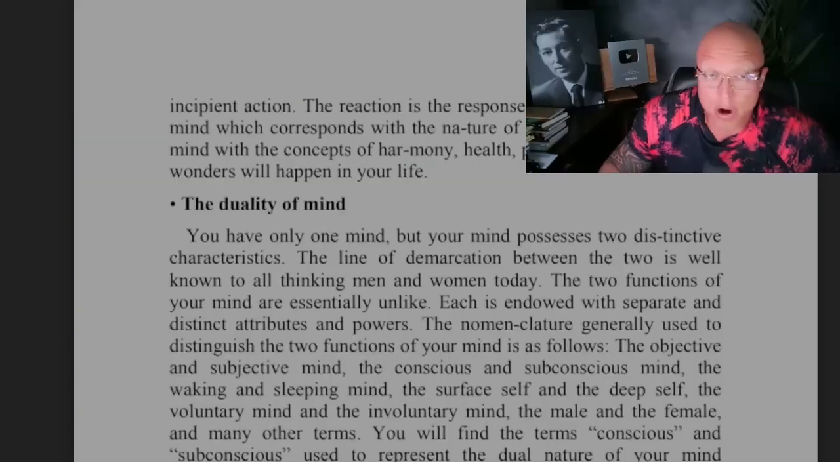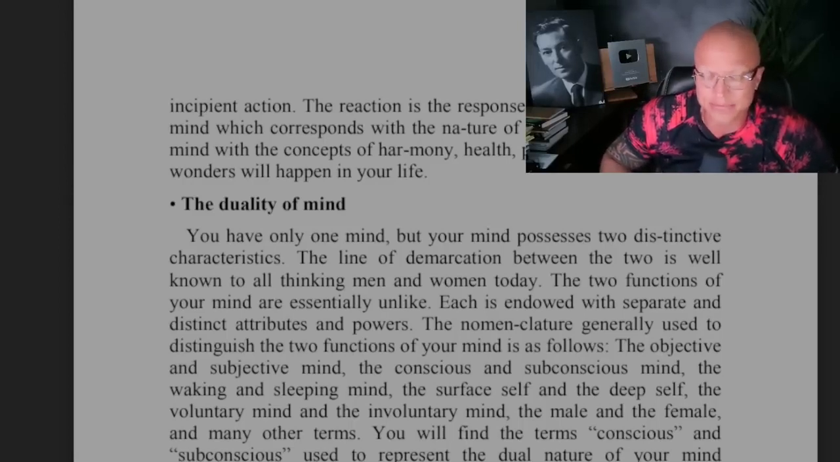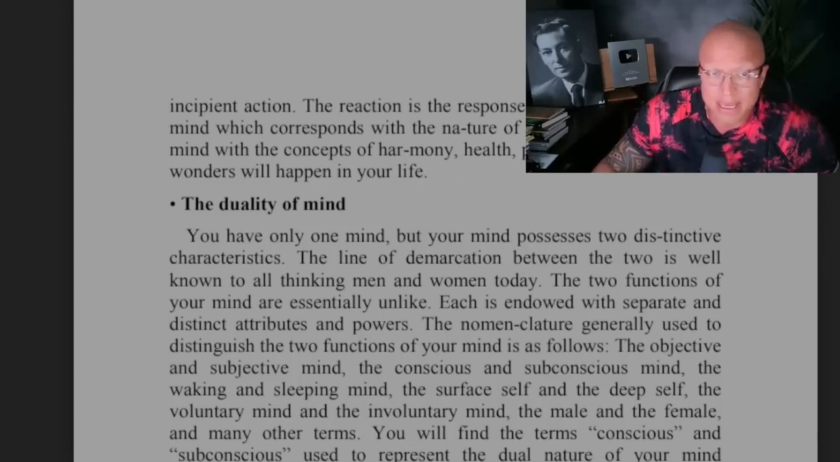This is chapter 1, part B, the duality of mind. You have only one mind, but your mind possesses two distinctive characteristics. The line of demarcation between the two is well known to all thinking men and women today. The two functions of your mind are essentially unlike. Each is endowed with separate and distinctive attributes and powers. The nomenclature generally used to distinguish the two functions of your mind is as follows: the objective and subjective mind, the conscious and subconscious mind, the waking and sleeping mind, the surface self and the deep self, the voluntary mind and the involuntary mind, the male and the female, and many other terms.